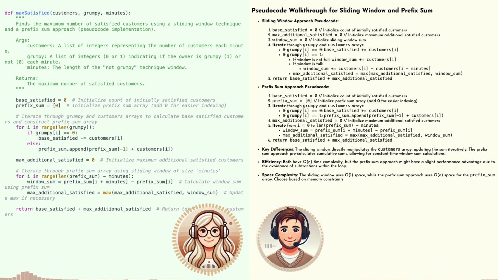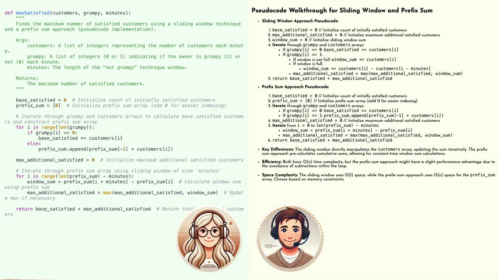That's it. And then once we've slid the window across the entire day, we add that maximum window sum to the total number of customers who are already happy. The ones where the owner wasn't grumpy naturally. And that's our final answer. The maximum possible number of happy customers. That makes perfect sense. It's like we're finding the best way to boost happiness by carefully placing that not grumpy time. What about pseudocode for the prefix sum approach?